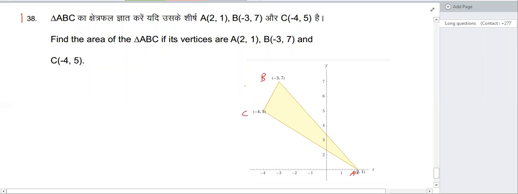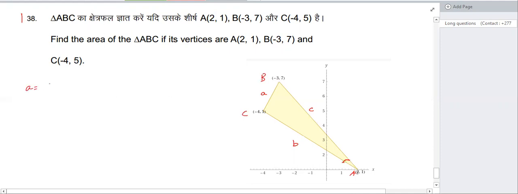Now, directly opposite B is B. A is here, and C is here. First thing we have to do is find the angles, because these angles are not given. Neither angle C nor angle B is given. Now, if we have to find the area of this triangle, we need to find the lengths of all the sides.